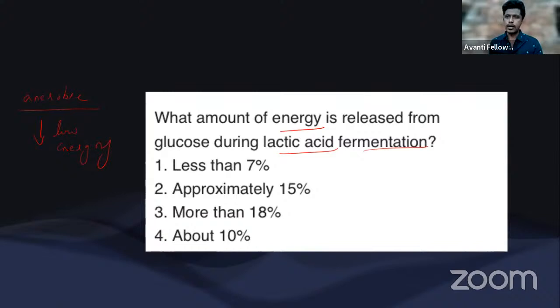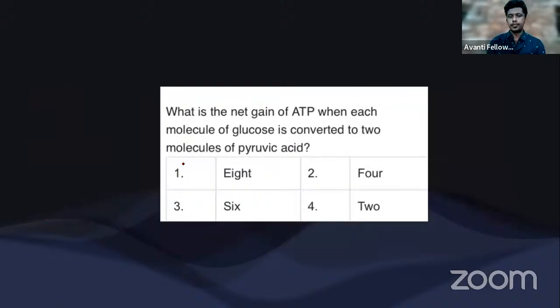So the lactic acid, what happens? It has a very low energy output. Whenever we talk about low energy, that means it produces less than 7% of the energy compared to that of aerobic respiration. So our option for this question is option 1, that is less than 7% of our energy. Let's go for the next question.